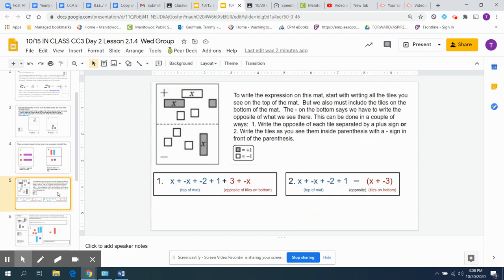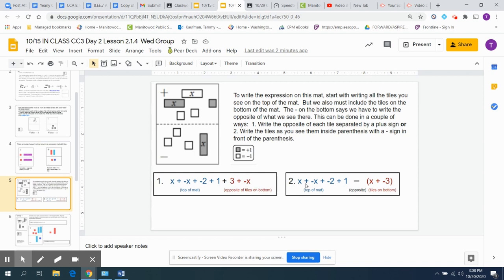So we also practiced writing the expression on a mat. You always start with writing the tiles you see on the top of the mat. So I'm writing the expression right here. I started with an x and then a negative x, and then negative 2 unit tiles plus 1. And then on the bottom, I'm going to write out what I see of the opposite on the bottom. So the opposite of negative 3 is plus 3. And the opposite of x is negative x. So that's one way to write this.